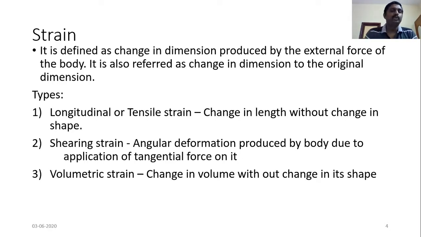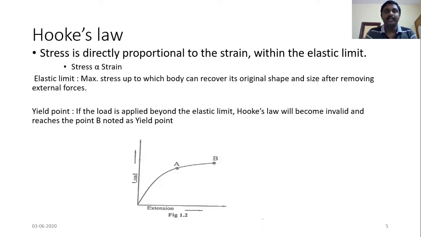One is longitudinal or tensile strain, that is change in length without change in shape. The length alone will be getting changed. Another one is shearing strain, angular deformation produced by the body due to the application of tangential force on it, as we have discussed in tangential stress. The next one is volumetric strain, that is the change in volume with respect to force applied without change in its shape. So we will have an animated demonstration.